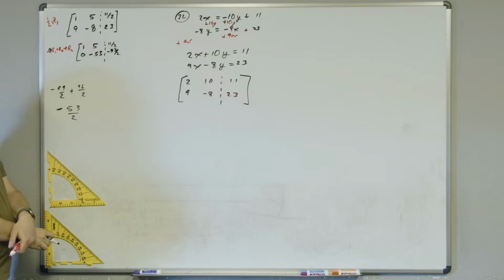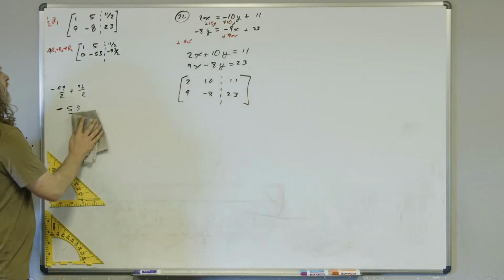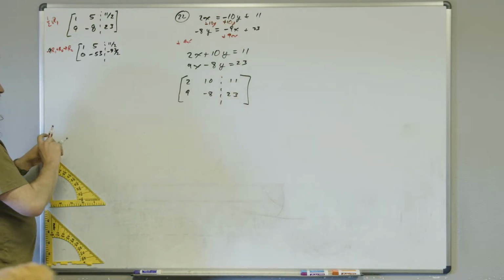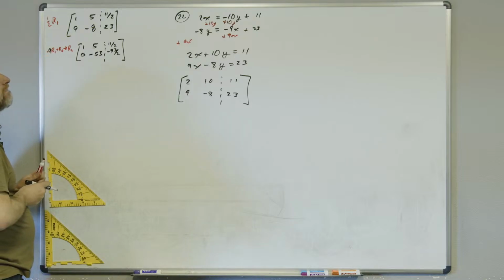I want that -53 to be a 1. I think that's a great idea. Try to make that -53 a 1. So what should we do? It's not so scary. Yes, it is. Not really.